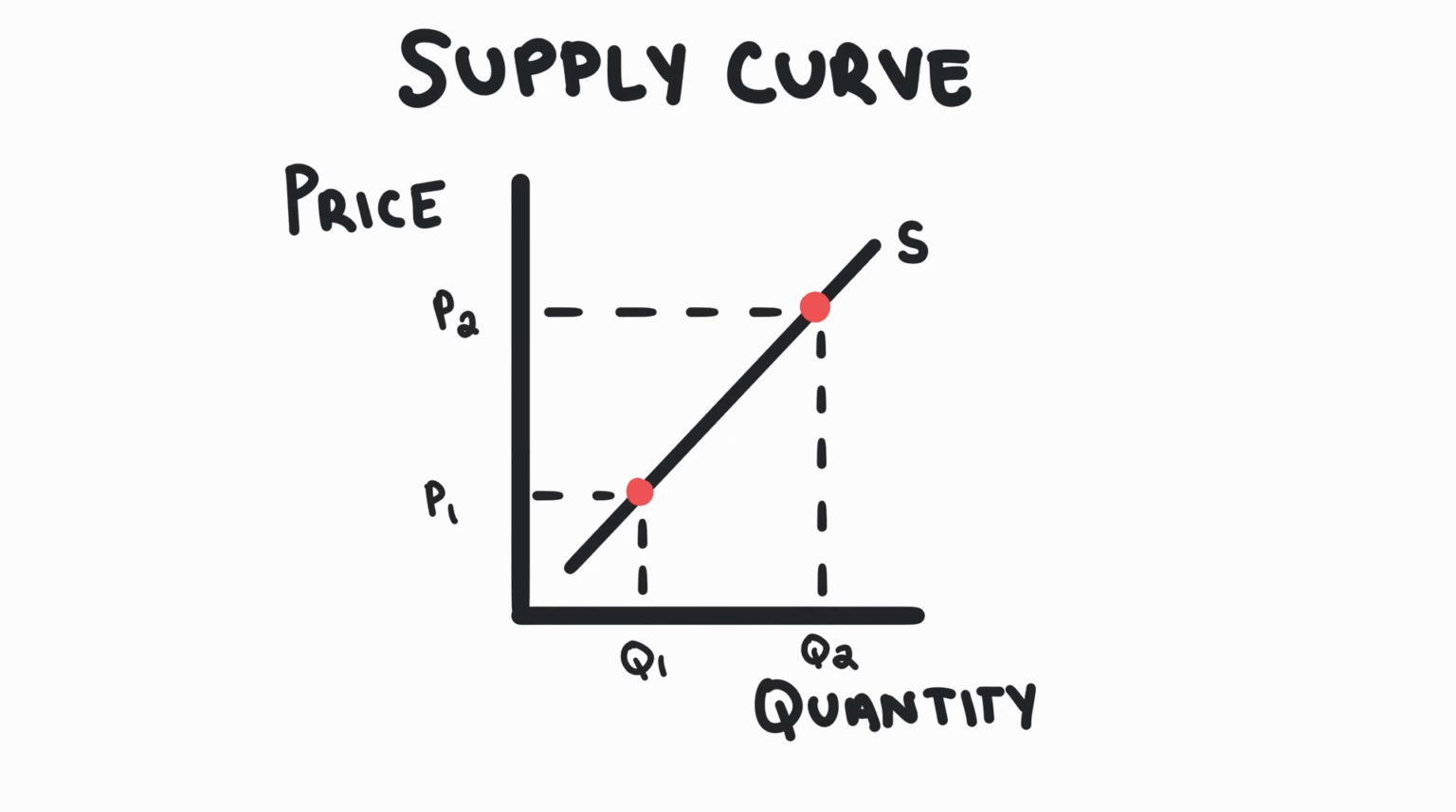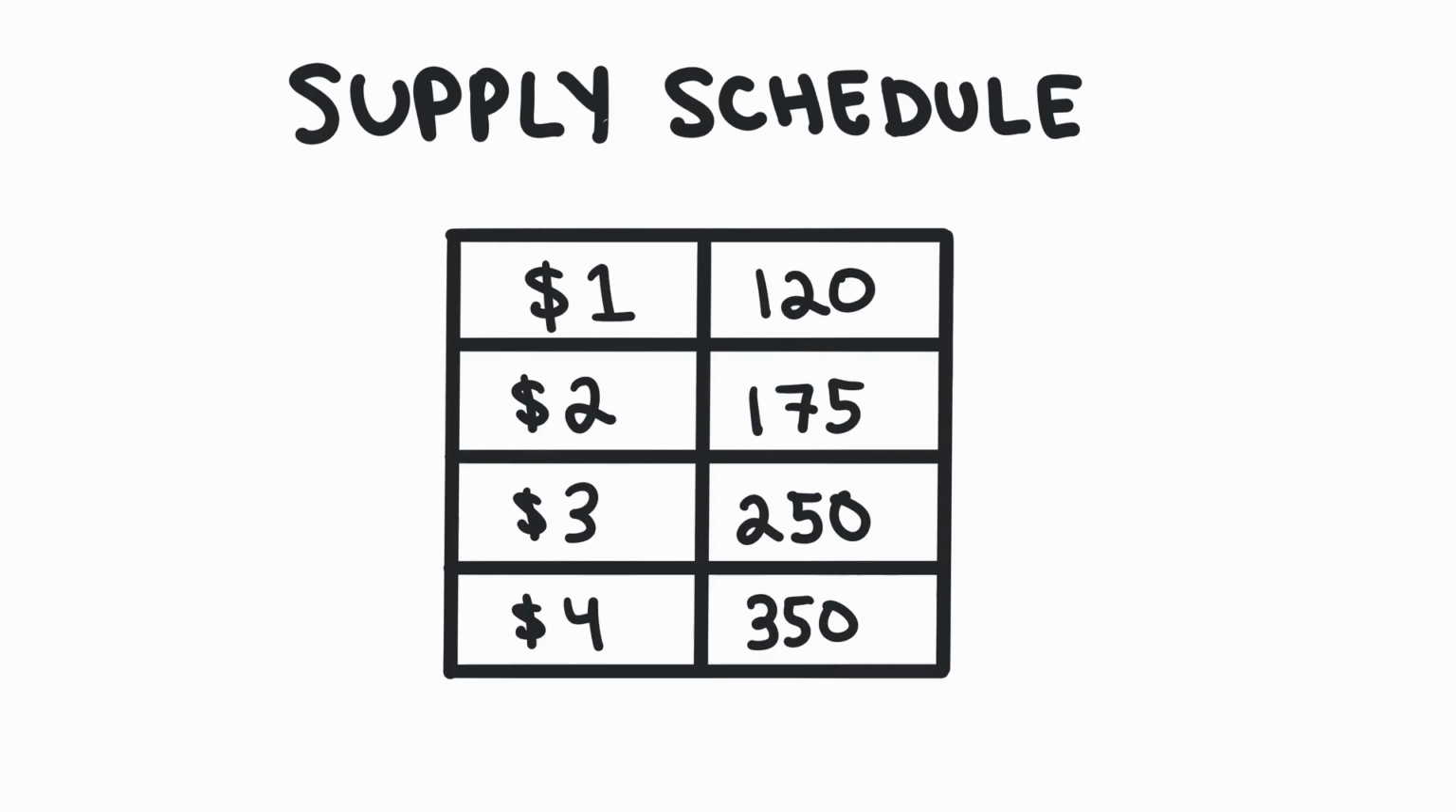We can show this relationship on the supply curve. It's an upward sloping line with price on the y-axis and quantity on the x-axis. We can also show it on a supply schedule, which is a table that shows the same positive relationship.